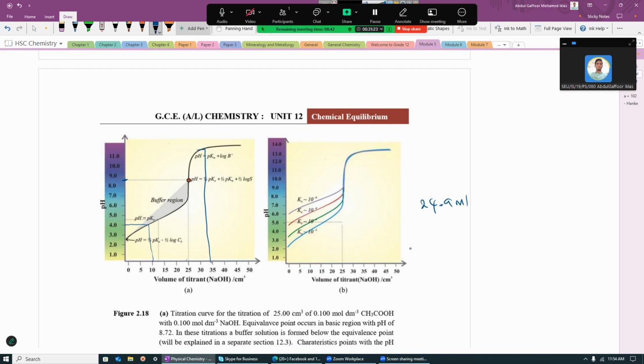Now you can take 24.9 milliliter of NaOH added. This is going to be a buffer solution. Why? Because we have acetic acid and its salt also will be there. So again you have to apply the Henderson-Hasselbalch equation here also, and you can find out the pH using the same.